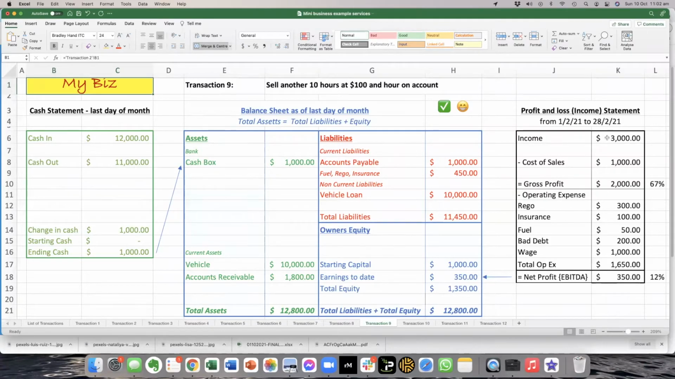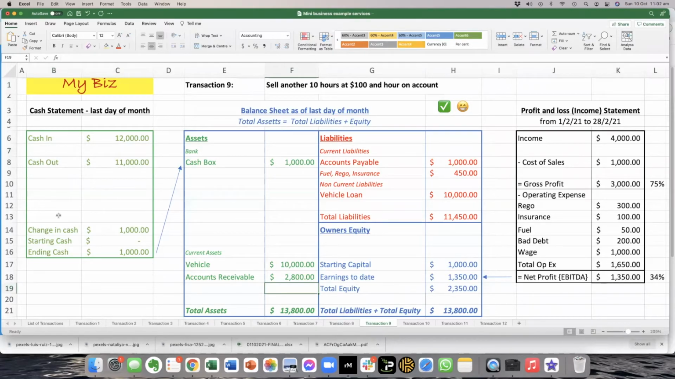So our sales or income for the business went up by $1,000. So we now have $4,000 in our P&L for this particular month. Straight away, we go out of balance. Can you tell on our balance sheet where we need to add it? We did 100 hours on account, so we're going to add another $1,000 to our accounts receivable to bring it back into balance. So this now becomes 2,800, and we're back into balance.